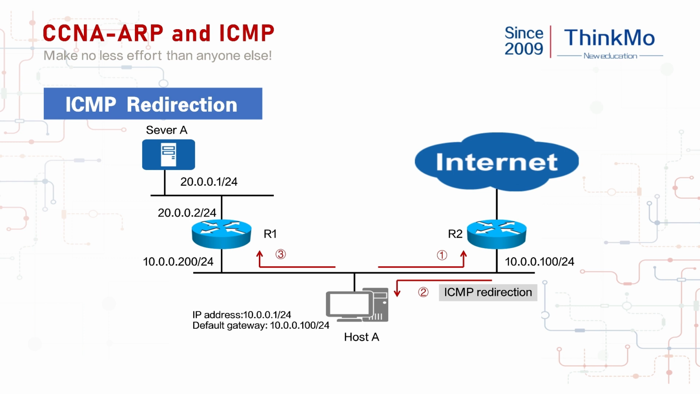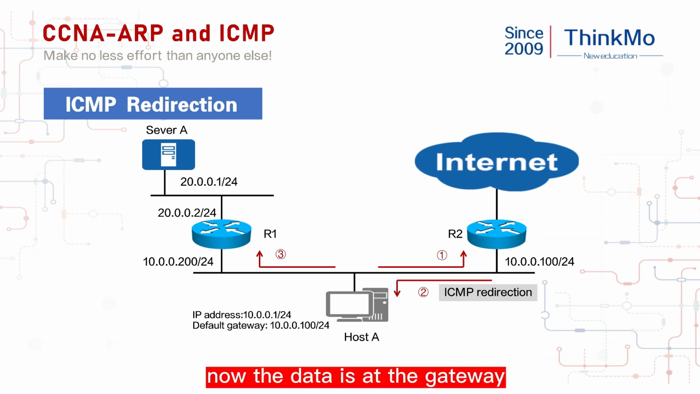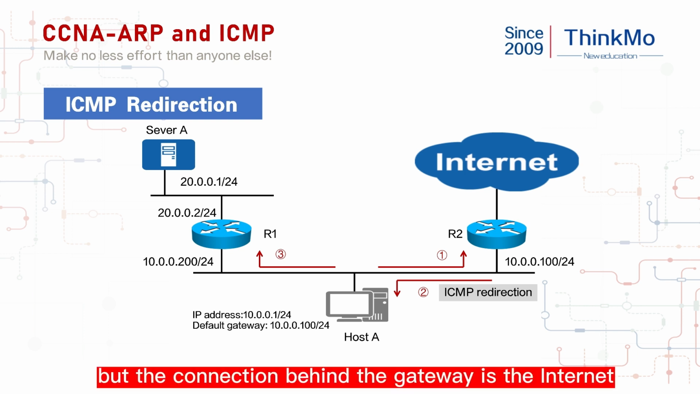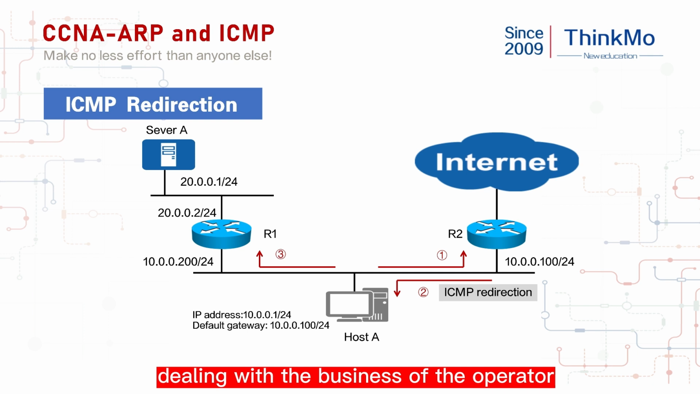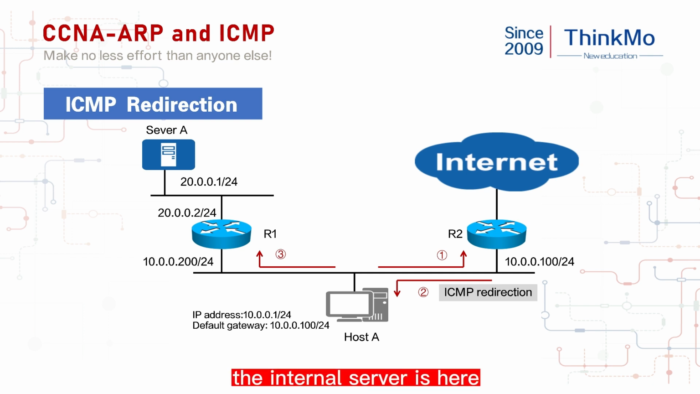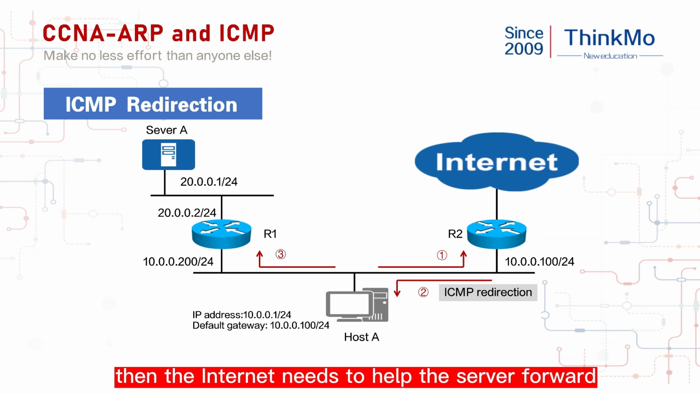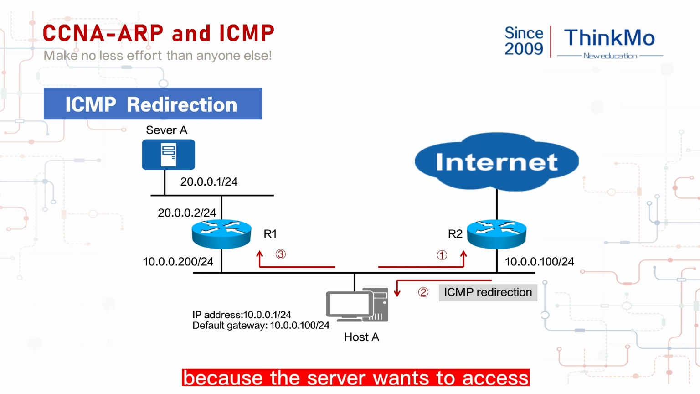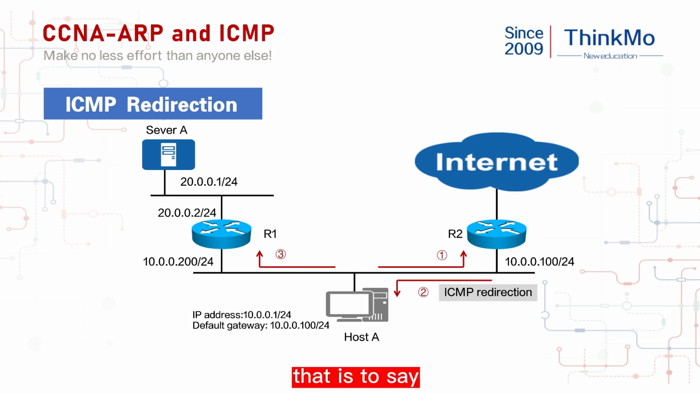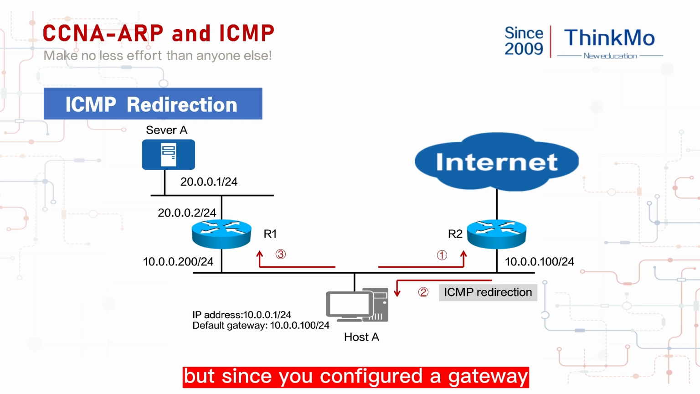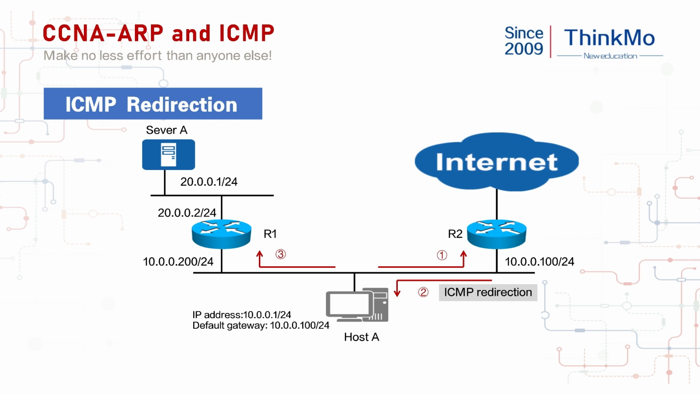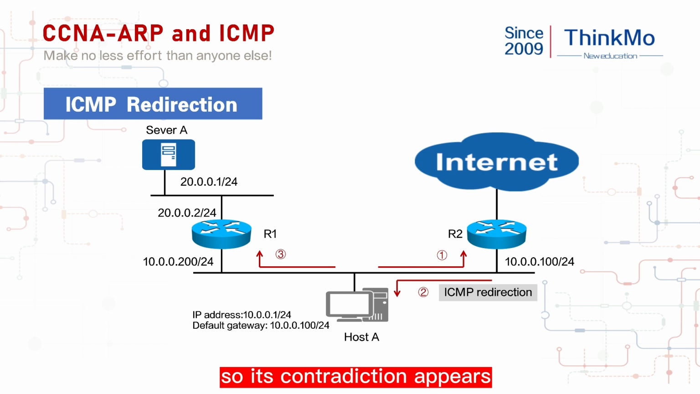Only the gateway. But for the gateway, now the data is at the gateway. But the connection behind the gateway is the internet, dealing with the business of the operator. The internal server is here. Then the internet needs to help the server forward, because the server wants to access. The data has to be reset like this. That is to say, the data is transmitted like this. That actually, the data should go like this. It shouldn't come to the gateway. But since you configured a gateway, now across the network segment, the gateway, so its contradiction appears.